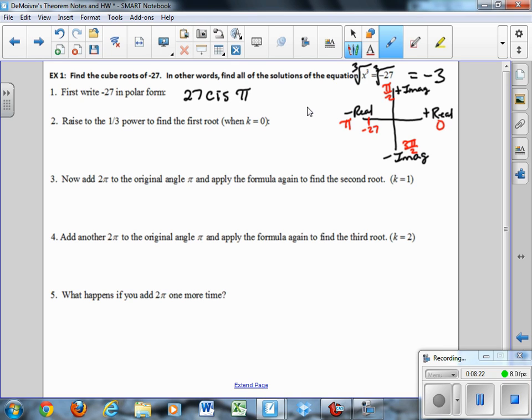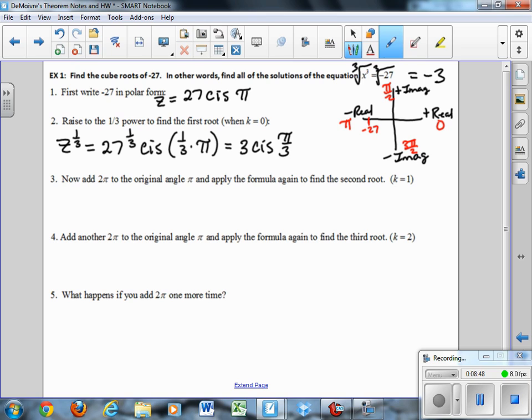So when I do z to the 1/3, so that's my z value, my complex number, z to the 1/3 in this case is going to be r to the 1/3, 27 to the 1/3, cis 1/3 times pi. So for my first example, I don't add 2 pi. I just start with my original angle. And that's going to give me 3 cis 1/3 of pi, pi over 3.